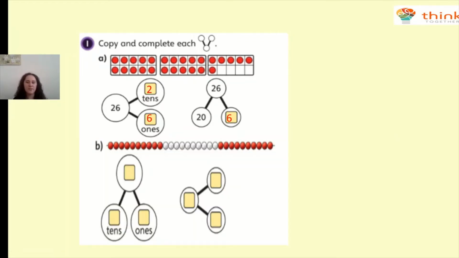Right, we've got another one of these to do now. Here we have got an amount, but it's not told to us and written down. We're going to have to work out how much this amount is by counting the beads in our counting beads. Do you think you could pause the video here and have a go at doing that?